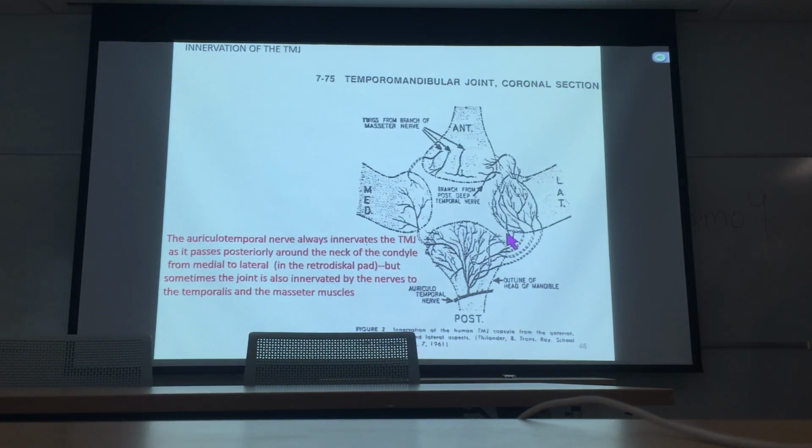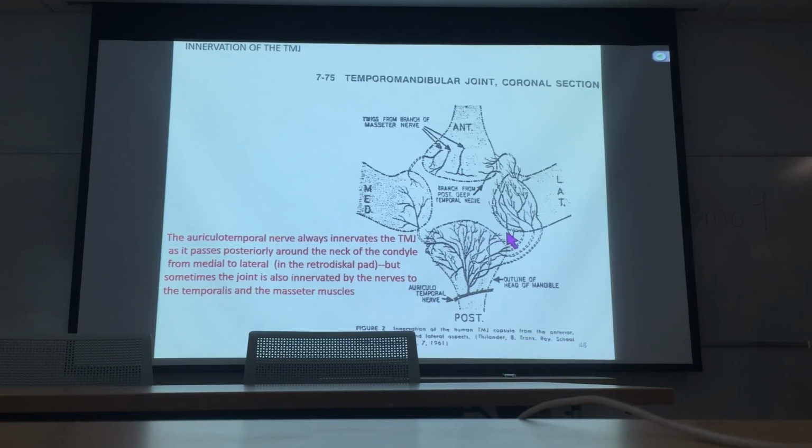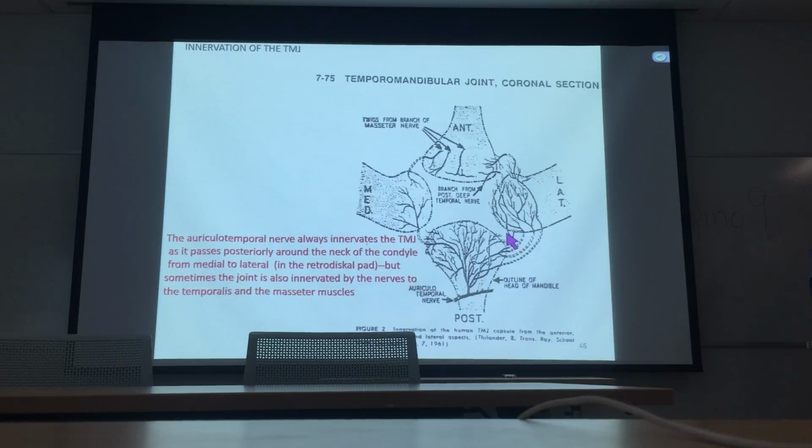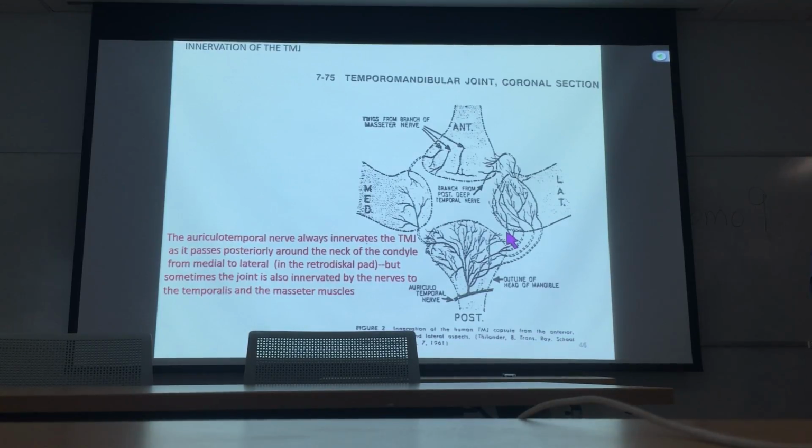Know that the primary innervation for the TMJ is the auriculotemporal nerve. There are some other nerves nearby, like the masseteric and temporal nerves, but those are primarily motor nerves. They can have a few sensory fibers. It's mainly the auriculotemporal nerve and then a couple of other ones.